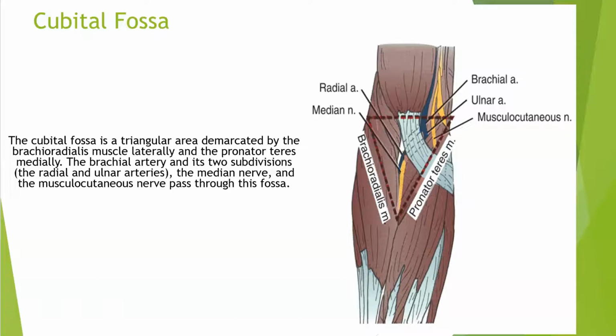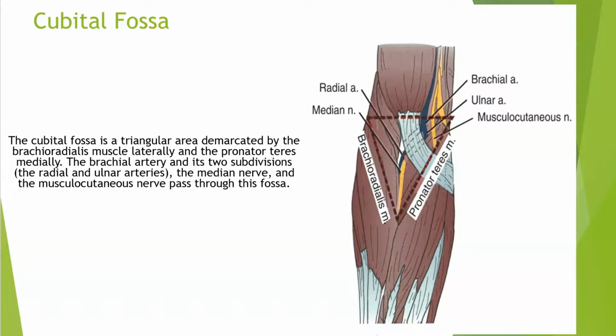So the cubital fossa is a triangular area demarcated by the brachioradialis, the pronator teres, and looking at the different divisions of the arteries and nerves that go through this fossa.